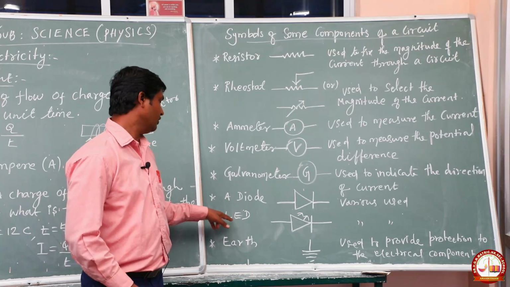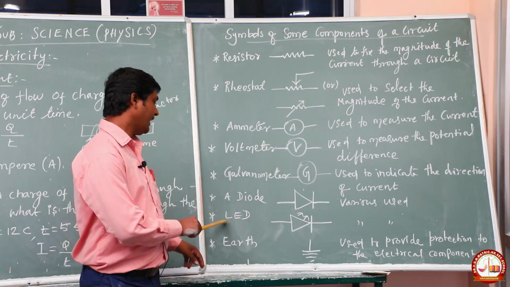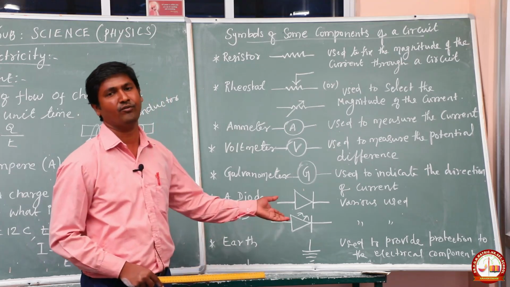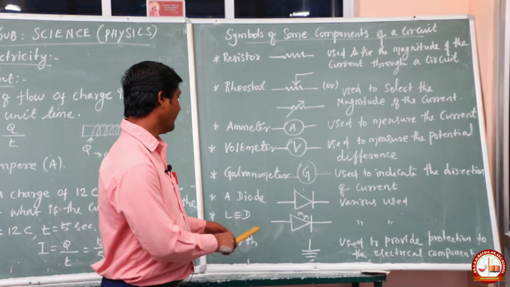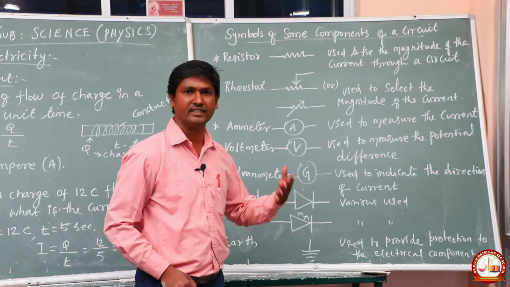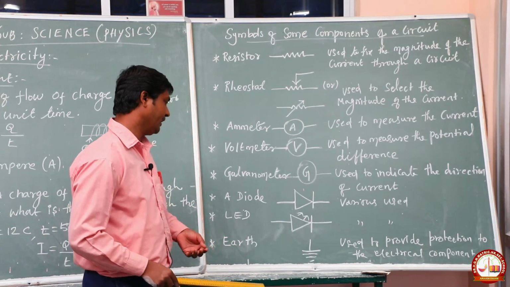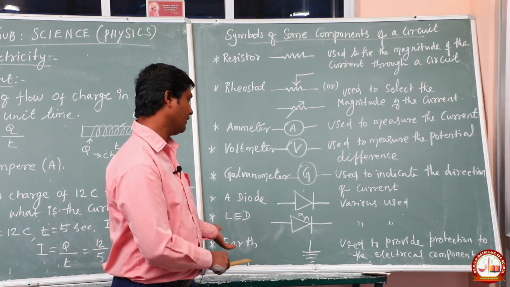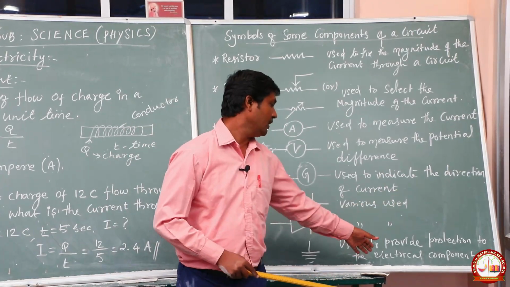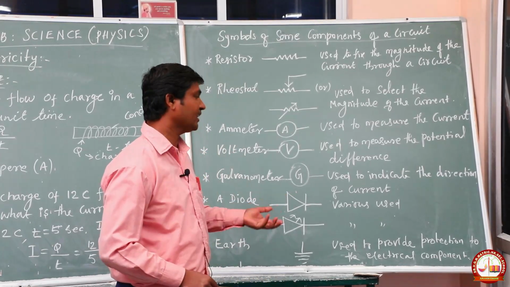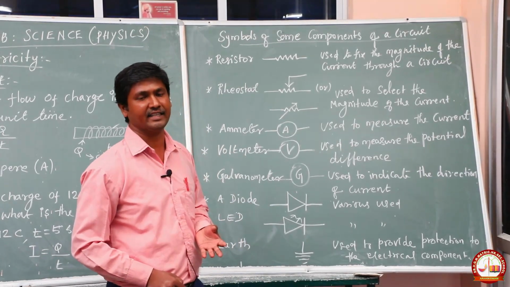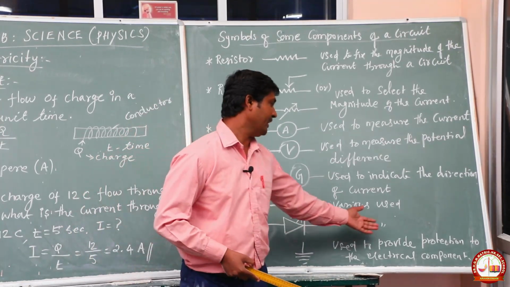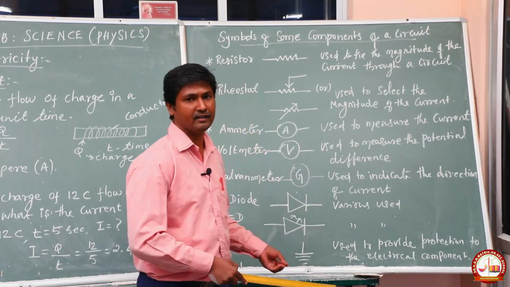Next, LED. This is the LED symbol. In LED, L is light, E is emitting, D is diode. This is the full form of LED. This is used in higher secondary classes. Next, this is the symbol of the ground, the earth. It is used to provide protection to electrical components. What are the electrical components? Light, fan, mixer, grinder, TV, AC, etc. The ground earth provides protection to electrical components.